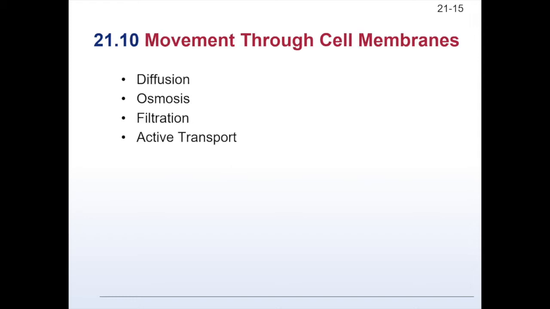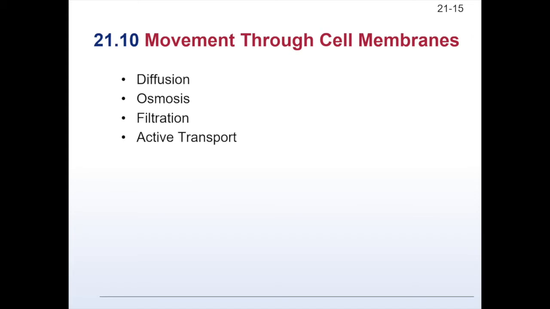Movement through cell membrane is done by the following processes. Passive transport, diffusion. Diffusion is the simple movement of particles through a permeable membrane, from a more concentrated solution to a less concentrated solution, until the two solutions are of equal concentration.